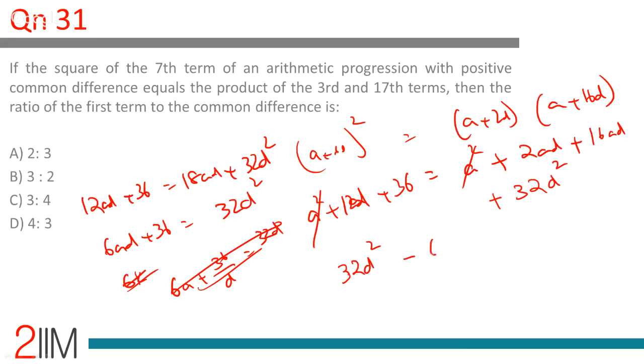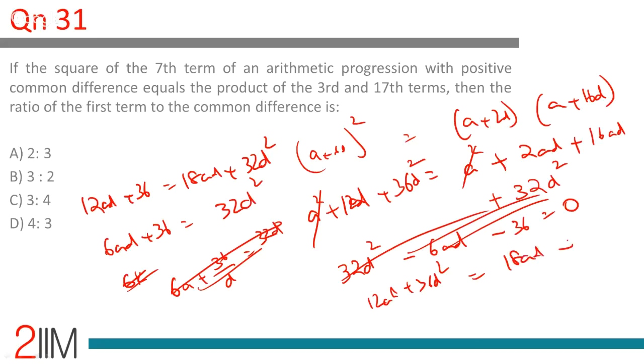32d square minus 6ad minus 36 equal to 0. (a + 6d) whole square, 36d square, that is where the mistake is. So 12ad plus 36d square equals 18ad plus 32d square. 4d square equals 6ad, d we can knock off. 2d equals 3a, a by d is 2 by 3. First term to common difference is 2 is to 3.